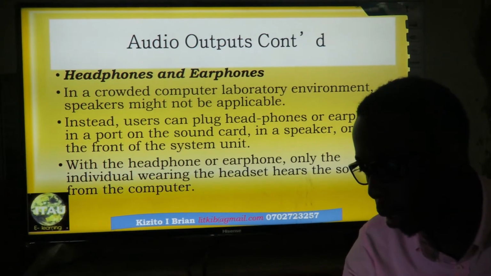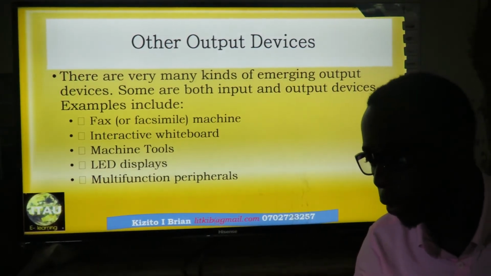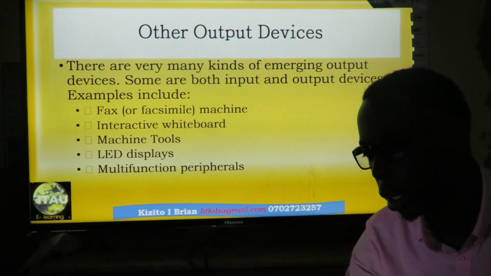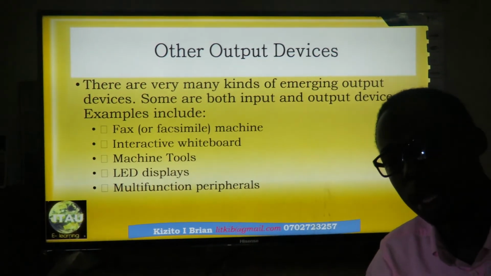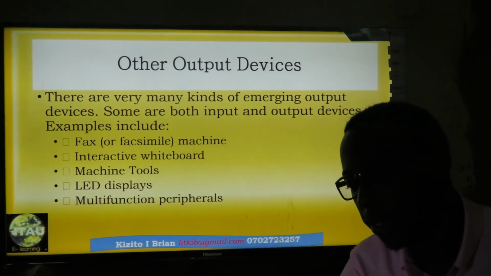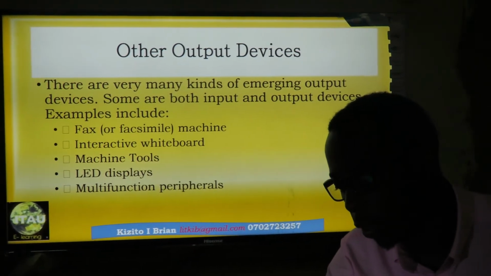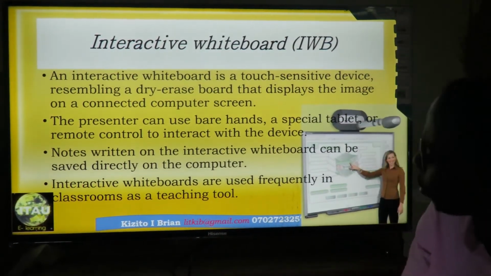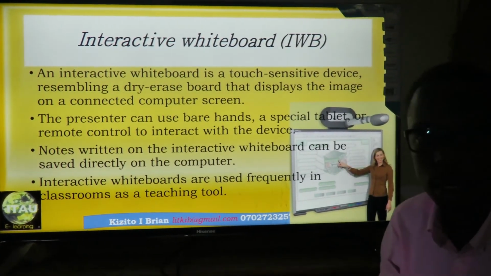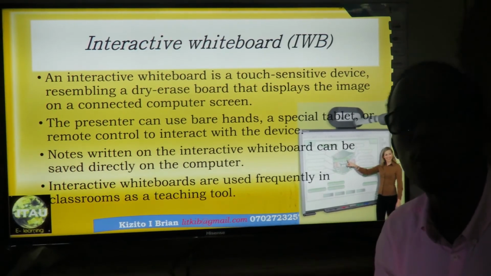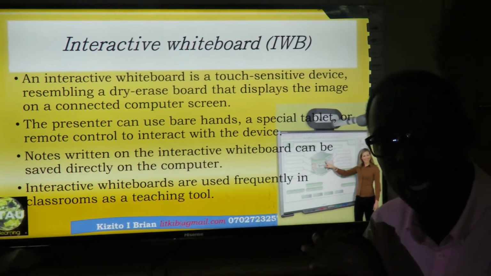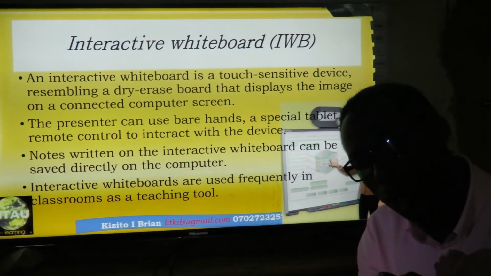Other output devices that you look at are interactive whiteboards, LED displays, multifunctional peripheral devices, and fax machines. An interactive whiteboard is similar to a touch screen board. It allows users to feed data into that screen. These can also act as both input and output.